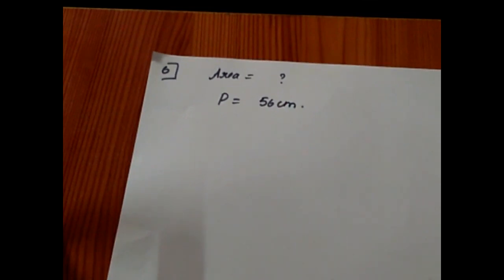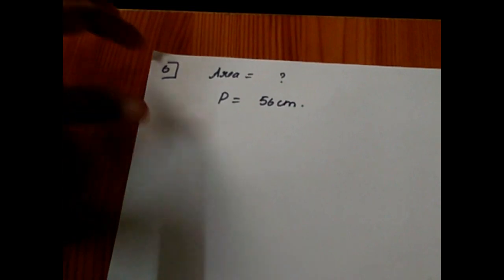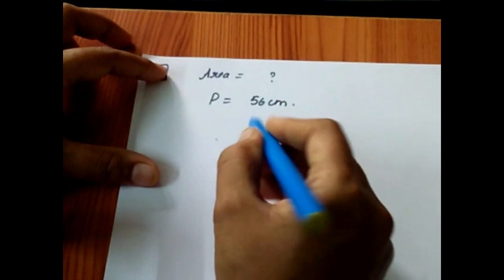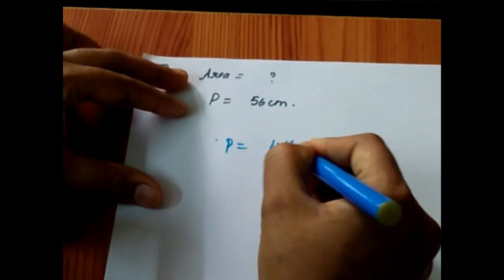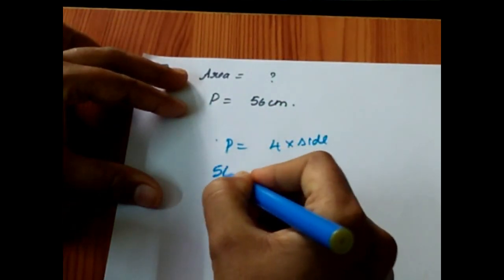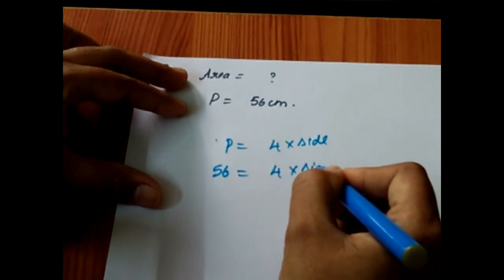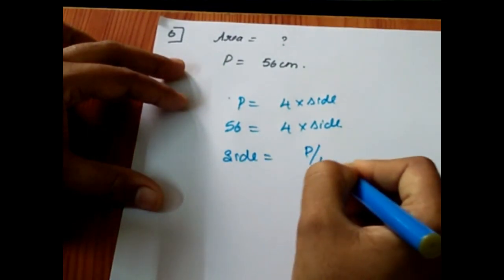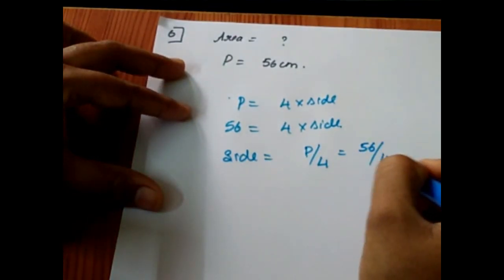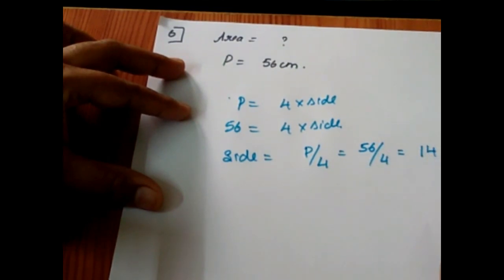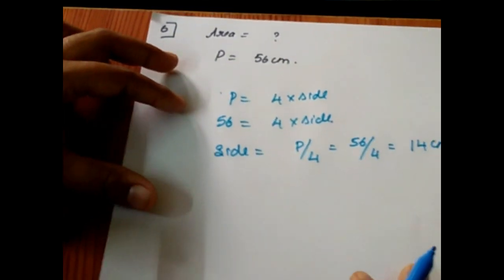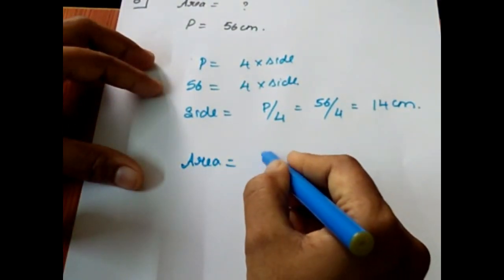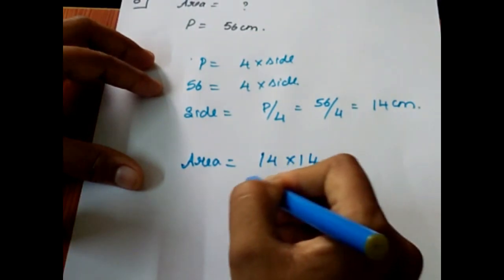Next is question number 6. Find the area of a square whose perimeter is 56 centimeter. Simple question, children. So area is to be calculated, perimeter is given. So we know that perimeter is 4 into side, that is 56 is 4 into side, or you can write the formula directly. Measure of side is P by 4, 56 by 4. 4 1s are 4, 4 4s are 16. So when you know the measure of side as 14 centimeter, so area will be equal to 14 into 14.